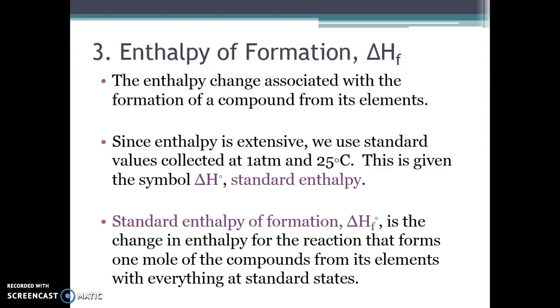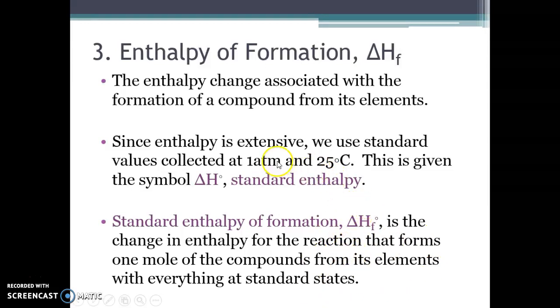Since enthalpy is extensive, the energy content depends upon how much stuff you have. We use typically standard enthalpies of formation, which are collected under the conditions of 1 atm and 25 degrees Celsius. So all the numbers that you are going to see are delta H of formation standard. So that's what that little zero means. That little zero is actually read as a naught, N-A-U-G-H-T, I think. Anyway, that's the standard condition. That's what the little zero means, or the little circle means. It's not a degree.